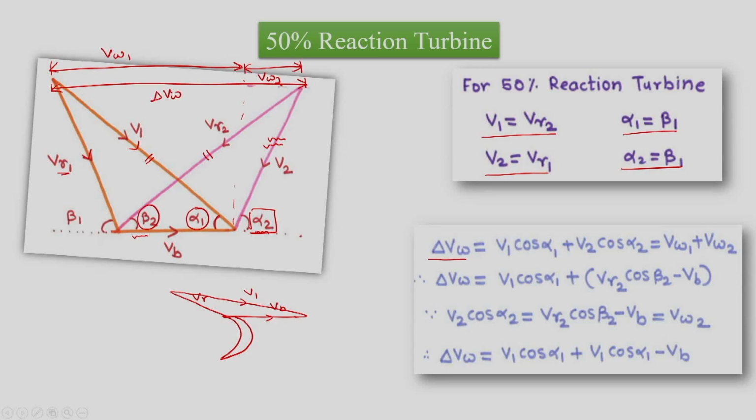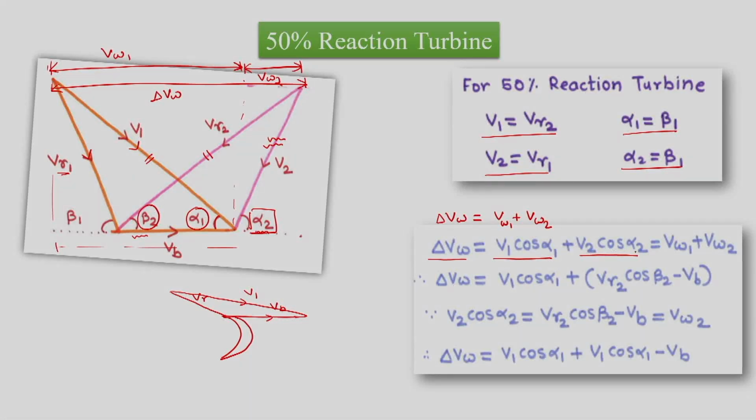So VW1 is equal to V1 cos alpha 1. So V1 cos alpha 1 is this distance, and VW2 is equal to V2 cos alpha 2. So this distance is V2 cos alpha 2. Practically we are writing it as delta VW equal to VW1 plus VW2. This is what we are writing.